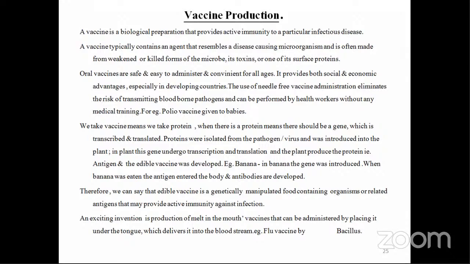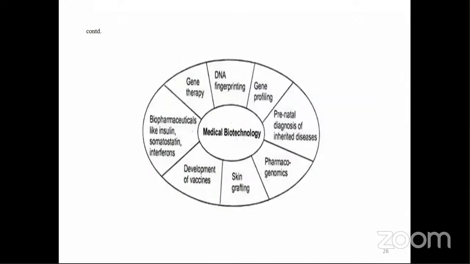Okay, and this type of vaccine, that is the flu vaccine, is formed by Bacillus thuringiensis. Right? Now here, in medical biotechnology, you can see so many areas are open. DNA fingerprinting, you know this, that is DNA profiling, then gene profiling, prenatal diagnosis of inherited diseases, then pharmacogenomics, then skin grafting, development of vaccines, then biopharmaceuticals like insulin, somatostatin, then interferon, these are the hormones. Okay, all these things can be developed, right?